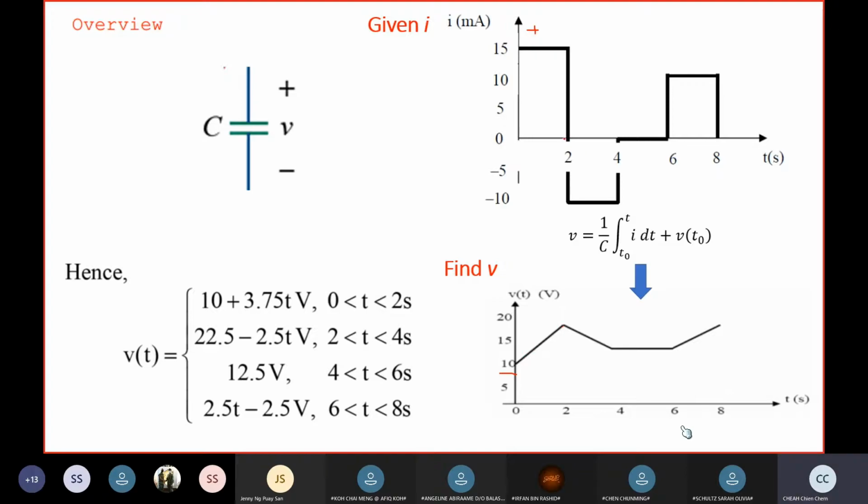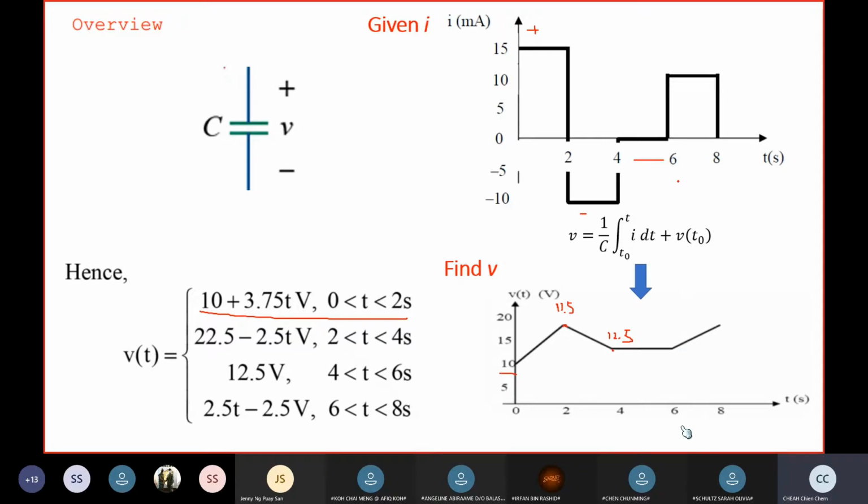After that, the current suddenly switches to a negative value, but your voltage cannot change suddenly. So it starts from 17.5. Then it starts to discharge, because you have a negative current. After 2 milliseconds, it reaches 12.5. And then there's no current, so it remains constant for this time interval. After that, we supply a positive current again, and then it starts charging up. So this is what we have done.